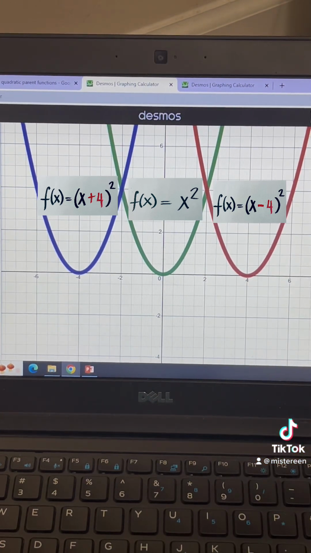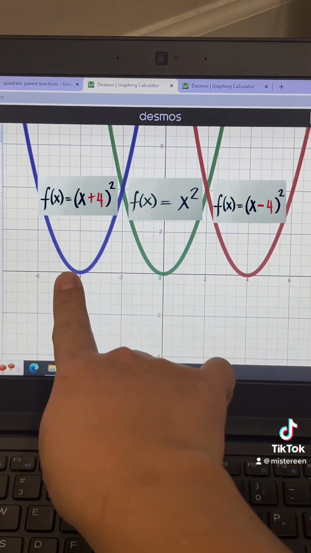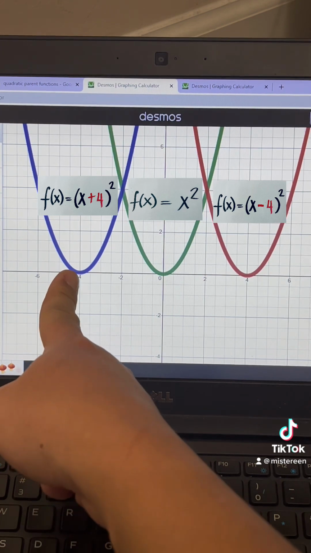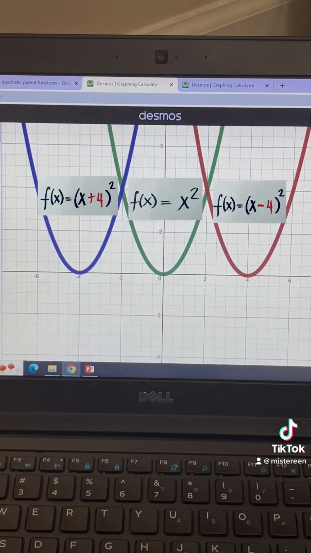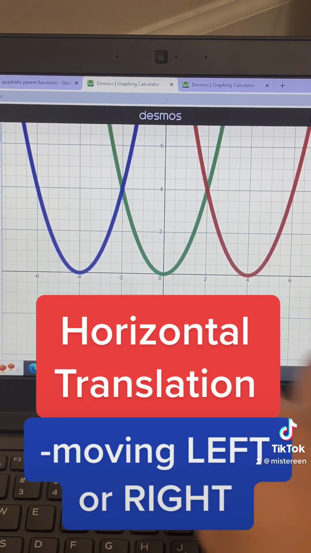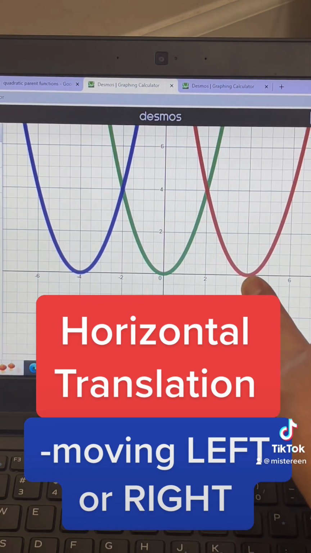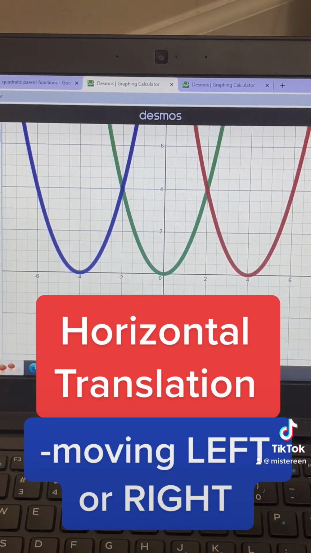Okay, so we can generalize here. If you add a number to x, I'm saying adding a number to x, your graph will move to the left side. But if you subtract a number from x, just like x minus 4 squared, your parent function will move 4 units to the right.